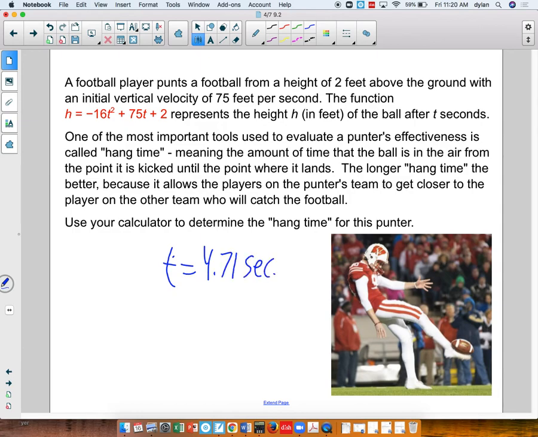So obviously the ball left the punter's foot at time 0. It touched the ground at time 4.71 seconds. So that time was the amount of time the ball was in the air. That was the hang time for that football.